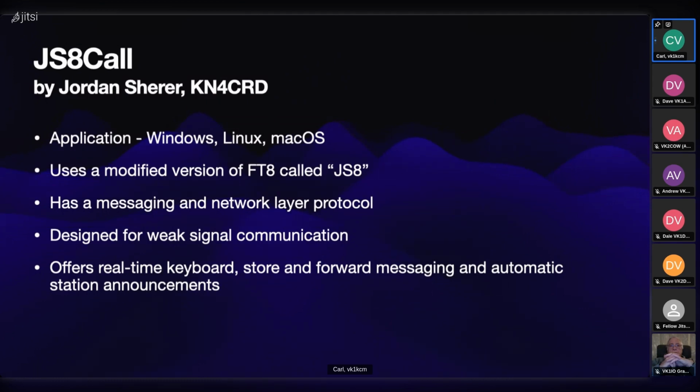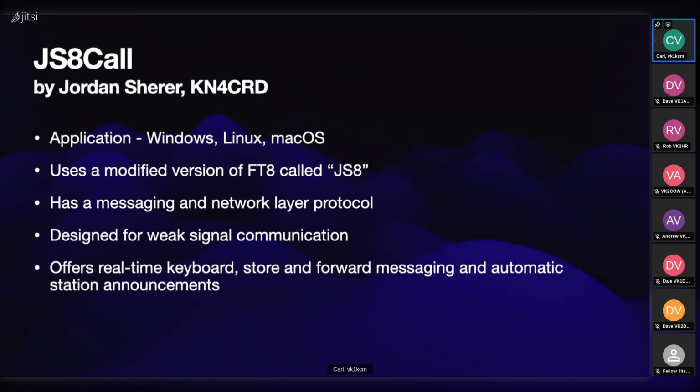Like FT8, it's designed for weak signal communications. In the slow mode, it can go down to about minus 28 dB, well into the noise floor. Makes it very hard to see. So it is designed for weak signal communication, like FT8. Like FT8, it has a checksum and lots of redundancy built into the signal, which is how it can get down to such low signal levels.